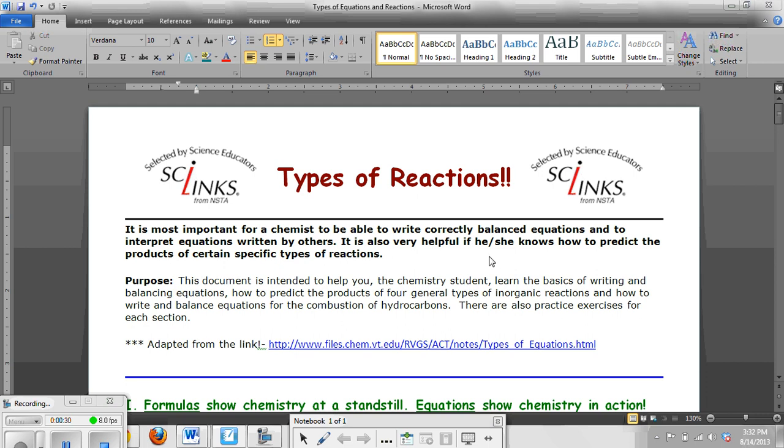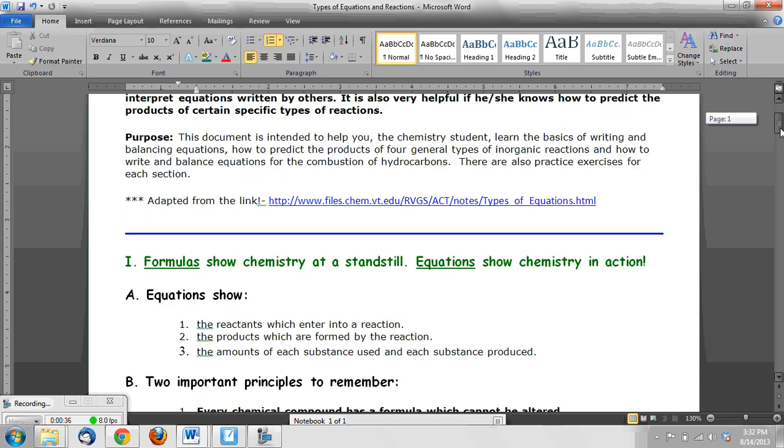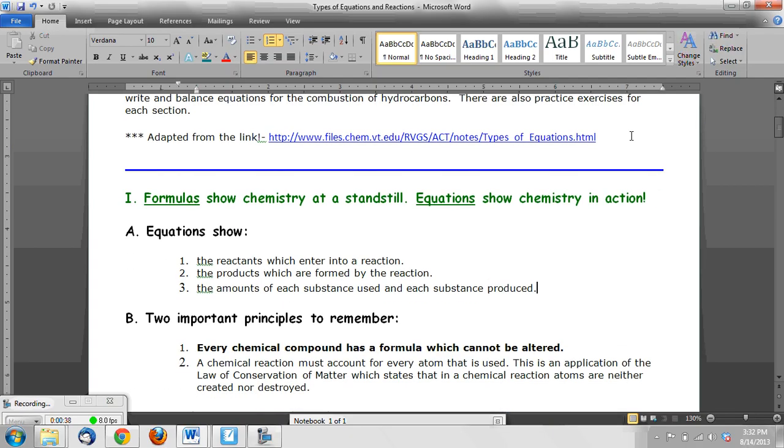So the very beginning of this is really brief about how chemical equations are written and why they can be written that way. You can read through that. This was adapted from this link right here. So if you would like to visit that link, you can use that from the Word doc.